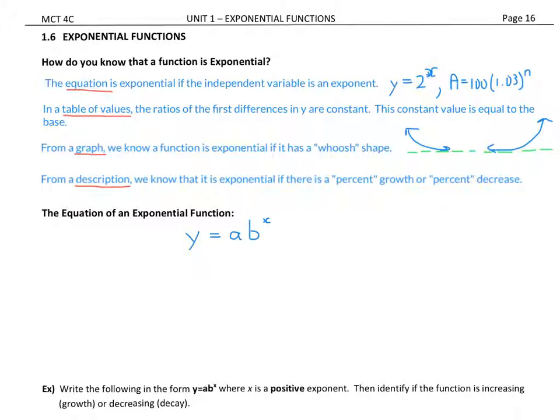If you have the negative exponent, like a negative x, then you want to apply that negative exponent rule to the base to change the value of the base so that the x then can become a positive value. And why we want to do that is so that we know if we're talking about growth or decay. So make sure that your x is positive. So take care of any negative exponent rules to change that into a positive x.